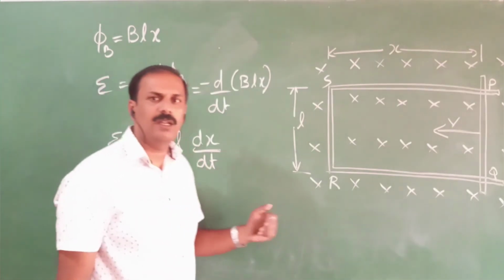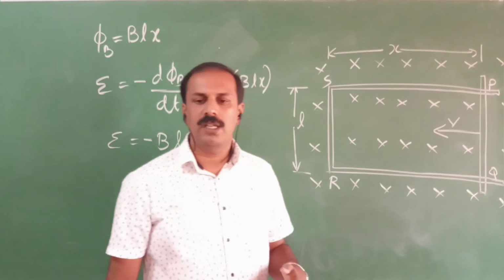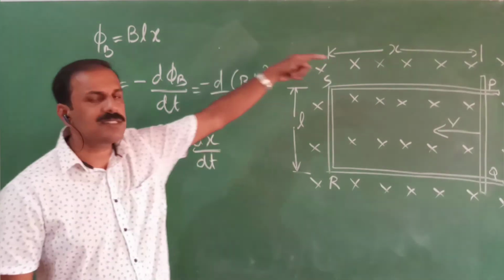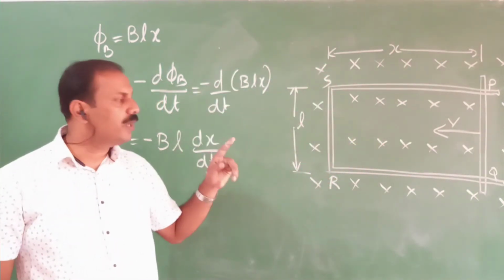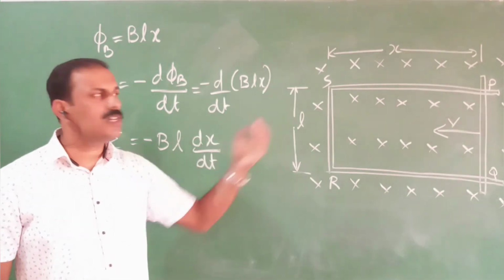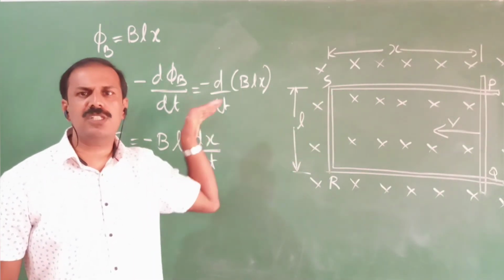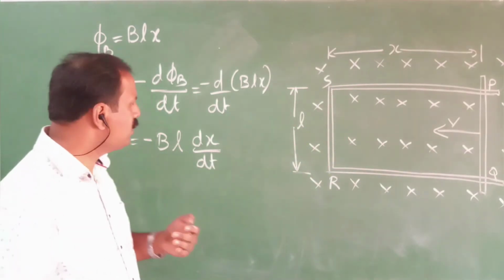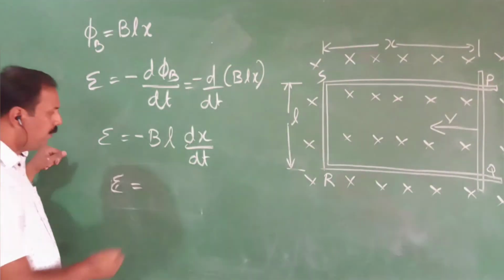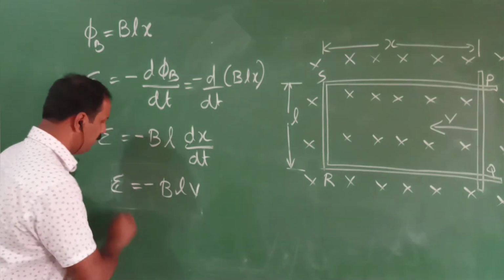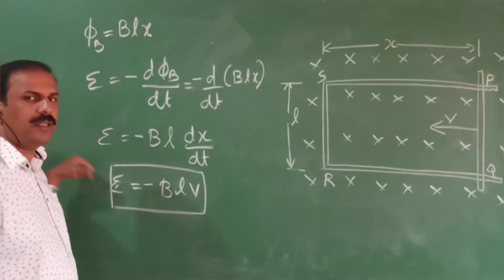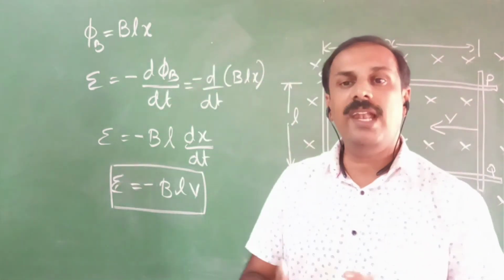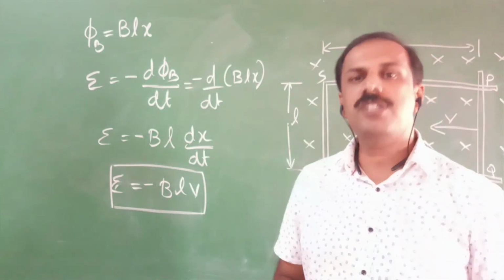What is dx by dt? The rod is moving with a particular velocity. That is, dx by dt will be velocity. But one more thing you have to note down. Actually our x is that way and the velocity is this side. So dx by dt will be minus v, because it is in the opposite direction. x is increasing toward that side, and our velocity is toward this side. So we can write dx by dt as minus v. So the EMF will be B L v. This is the equation for the EMF produced when a wire or a conductor of length L is moving in the magnetic field, an EMF is induced.